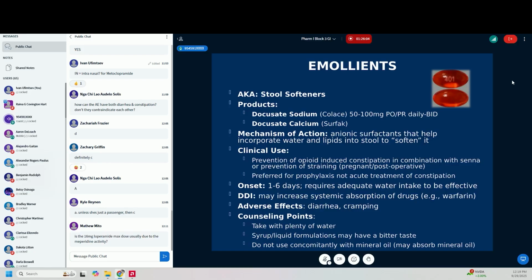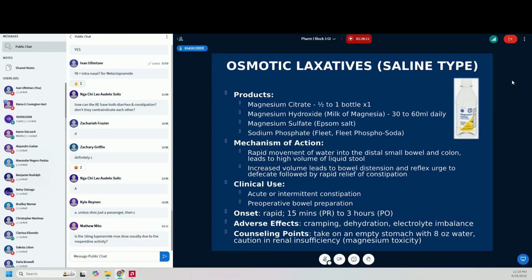Some people still do use mineral oil. It's kind of an older thing that we used to do back in the day, but people still do use mineral oil, so make sure that they're not using them together. And then, how many do we have left? Okay, let's do this one really quick.